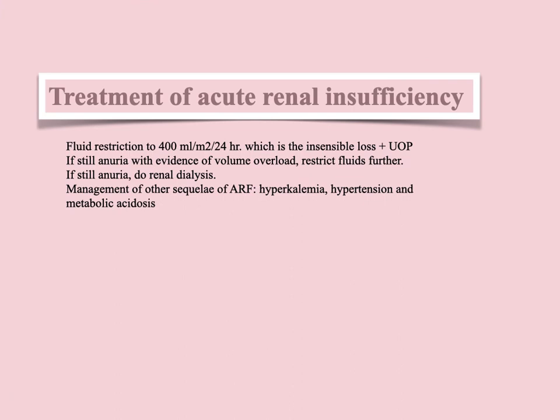Treatment of acute renal insufficiency in a patient with post-streptococcal glomerulonephritis. We first have to start with fluid restriction to 400 cc per square meter per 24 hours, which consists of insensible water loss plus urine output. If the patient is still anuric with evidence of volume overload, we can restrict the fluid further. If he is still anuric, then we go on to dialysis. We also have to manage other sequelae of acute renal failure like hyperkalemia, hypertension, and metabolic acidosis.